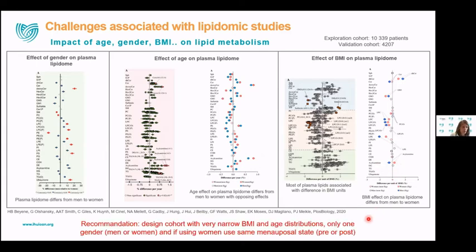So as a recommendation, when you design your cohort, we would highly recommend that you use really narrow BMI and age distributions, and that you use only one gender, men or women. And if you are using women, they also showed in that study that you should be really careful about the menopausal state, pre or post, since this will also have a high impact on the plasma lipidome.